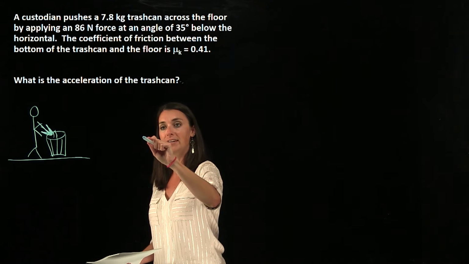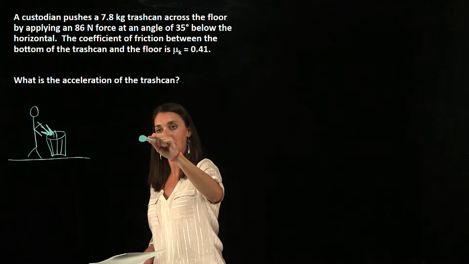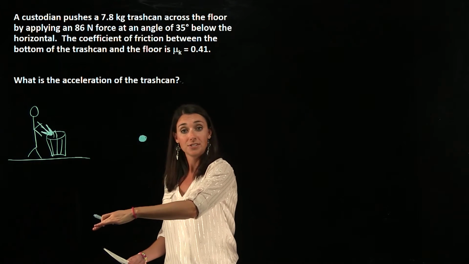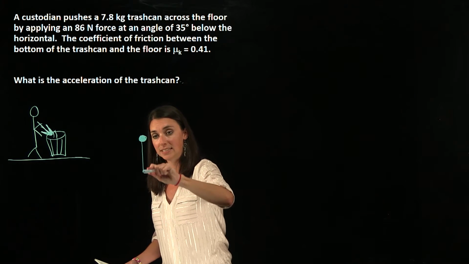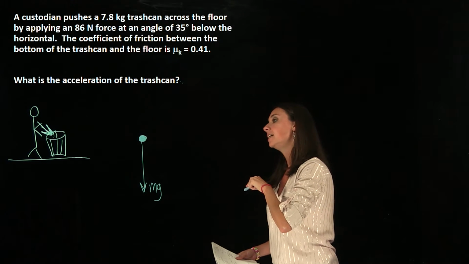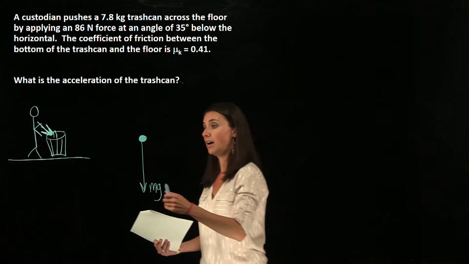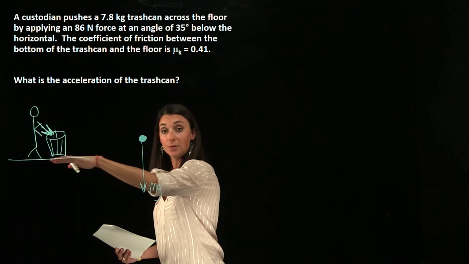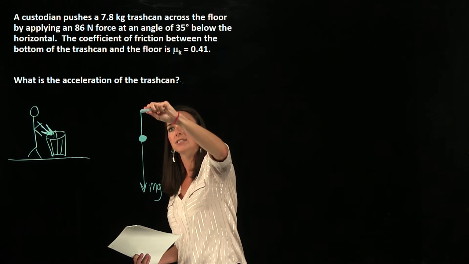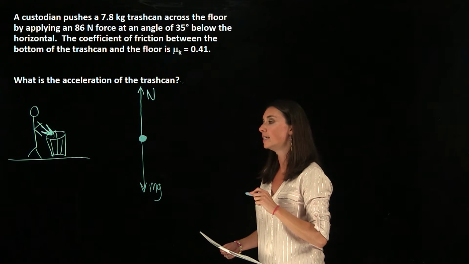So I'll start off with my dot for the trash can, or you can use a little box if you'd like to do that too. Always get the weight of your object in question. So we've got our mg, gravity, always pushing straight downward towards the center of the earth. And then you can get all of your other contact forces, so anything else that's interacting with our object. I know that it's being pushed across a floor, so I've got a floor there that's pushing it up. We usually call that the normal force. Okay, we'll just call it a capital N.